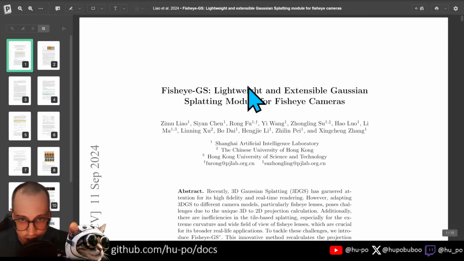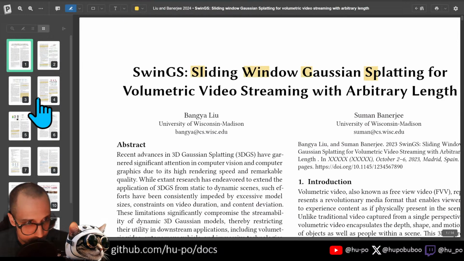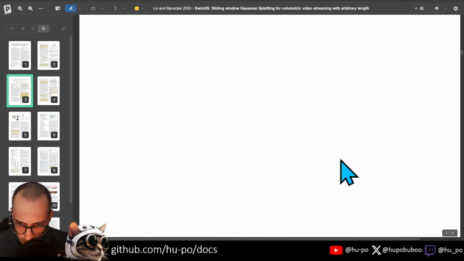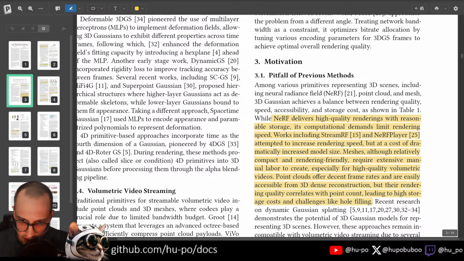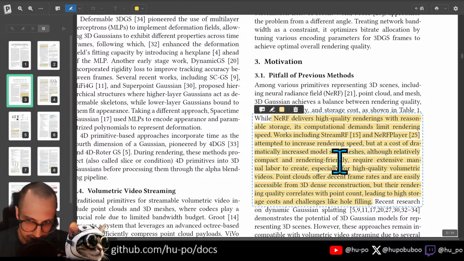And let's go into this paper because this paper has a nice little summary here of what's going on. Okay, so here you have a comparison of different 3D primitives, right? And Gaussian splats are just one of many different types of 3D primitives. So a NeRF, which is a different type, it's a neural radiance field, delivers high-quality renderings with reasonable storage, blah, blah, blah. Meshes, which is what pretty much every single video game you use right now uses, although relatively compact and rendering friendly, require extensive manual labor to create, especially for high-quality volumetric videos.